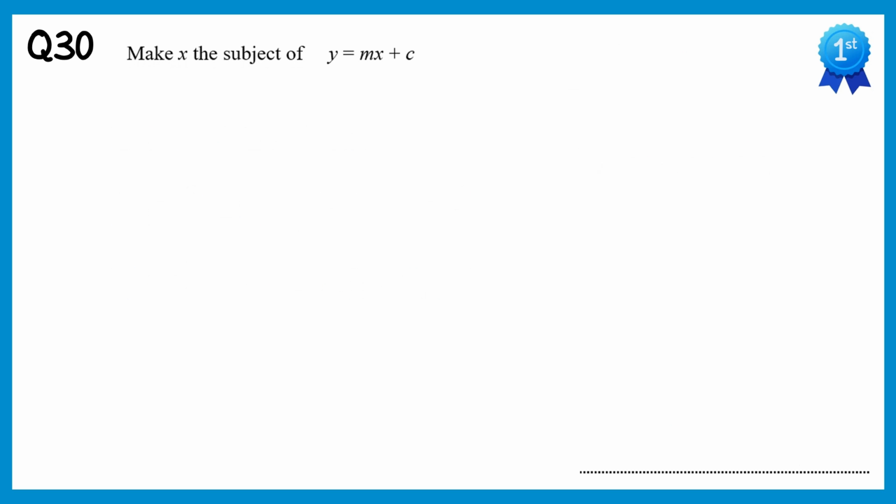In this question, we need to make x the subject of this formula. That means we want x on its own. So at the moment, y is the subject because you can see y is on its own on the left-hand side. So let's write out the formula.